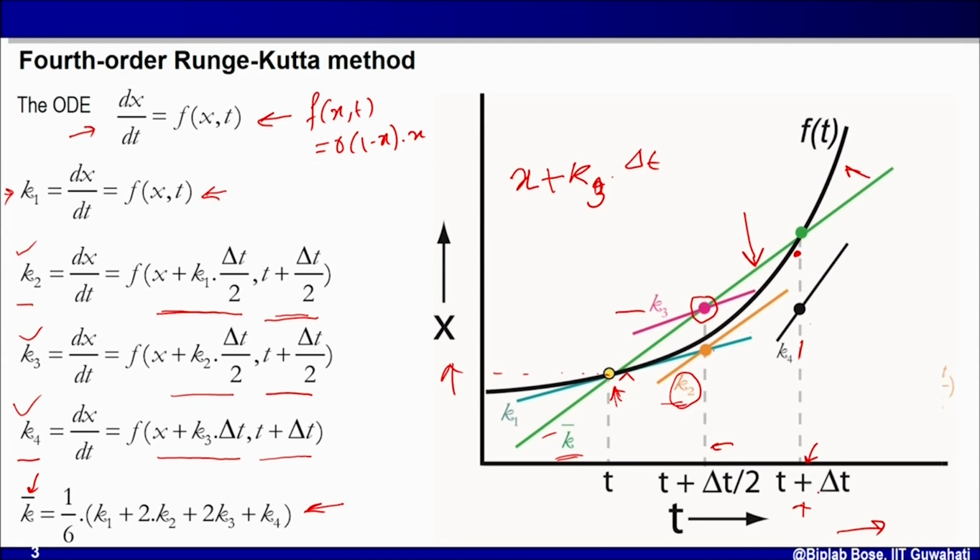As you can see, if I extrapolate this line at t plus delta t time, it will reach the green point, and the green point is on this original black curve, which represents the behavior of x with respect to time. So in this way we have extrapolated using an average value of the slope and got the new value of x at t plus delta t time after the increment of time by delta t.